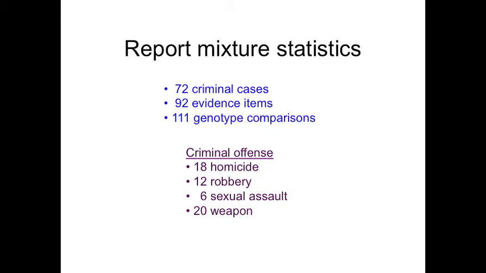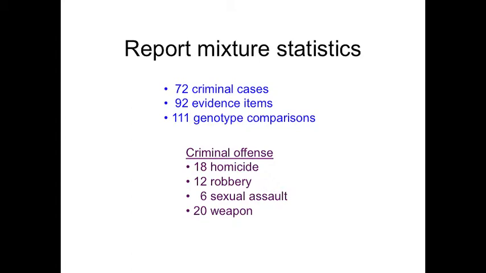There were about 150. There were 72 criminal cases where reports were filed that involved 92 evidence items. And because a mixture can contain more than one person who you would match, it involved over 100 genotype comparisons, 111. And the criminal offenses were a very broad range. Some of the more common ones were homicide, robbery, weapons violations, and sexual assault.